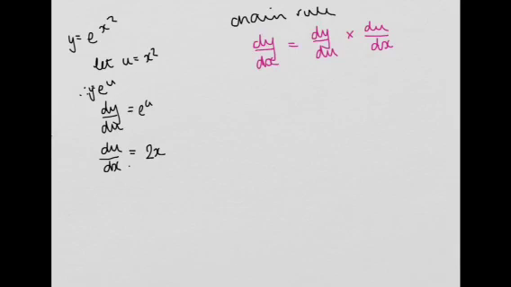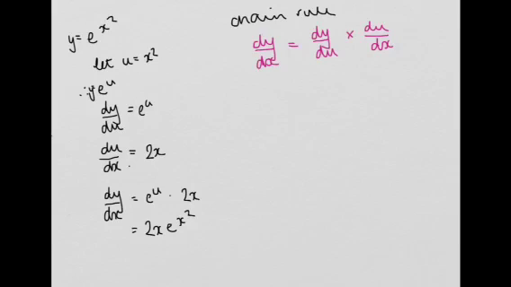And so overall, dy by dx is equal to dy by du multiplied by du by dx. So that's e to the u multiplied by 2x. Or if I write that nicely, that's 2x e to the, but I'm going to replace u with what it was before, e to the x squared. So that's the use of the chain rule.